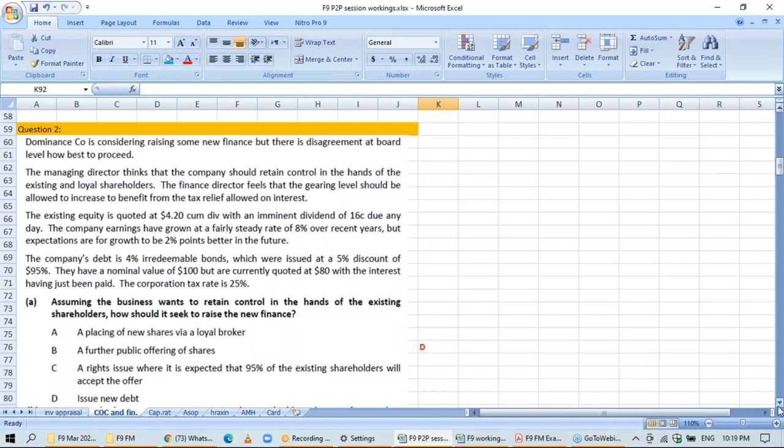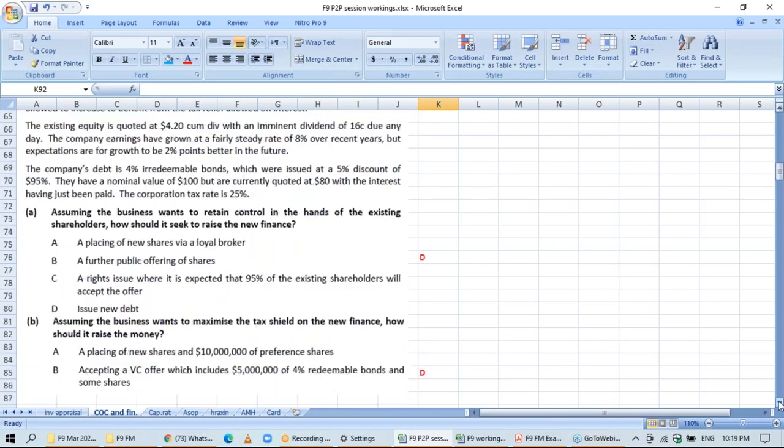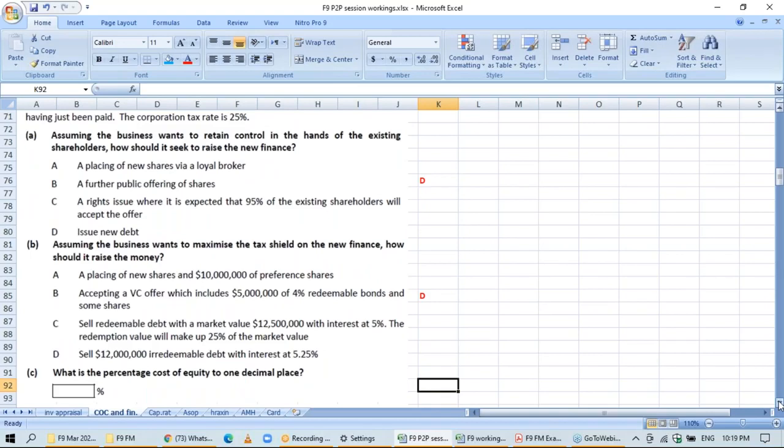Okay, students, let me clarify my answer on part B. There are some questions on it. See, the highest tax shield will be on the 5.25% interest. Suppose we are getting a 30% tax saving. Over here we will get the highest tax saving. On 5%, we'll be able to get only a lesser tax saving. So in option D, we are getting the highest tax saving.